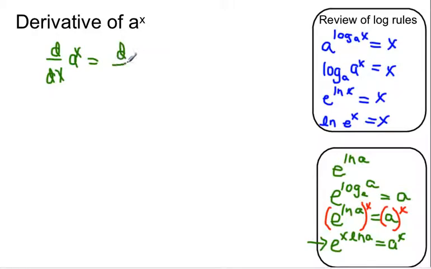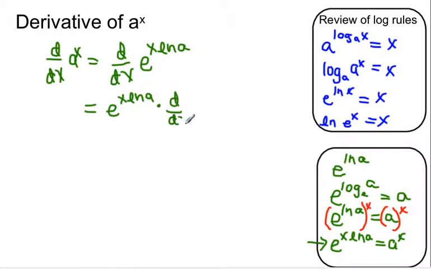So I'm going to take the derivative of e to the x to the ln of a. In the last video we just did, we did a whole video on how to take the derivative of e to the u, or e to the x. So that's what we're going to apply here. So when I go to take the derivative of this, I'm going to say, okay, well, it's e to the x to the ln of a, but then I'm going to need to take the derivative of the exponent.